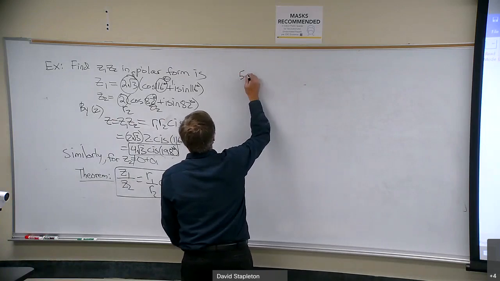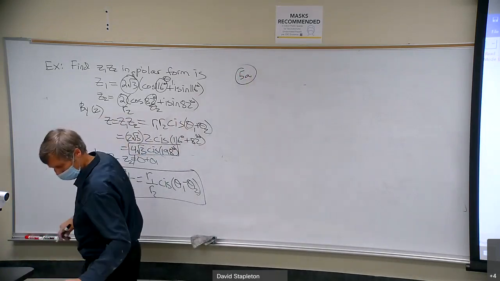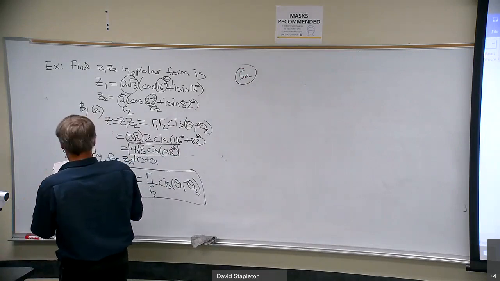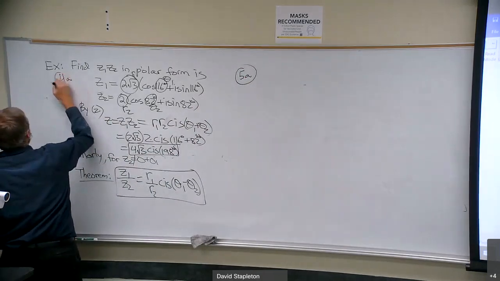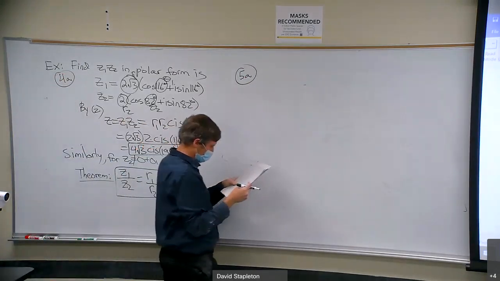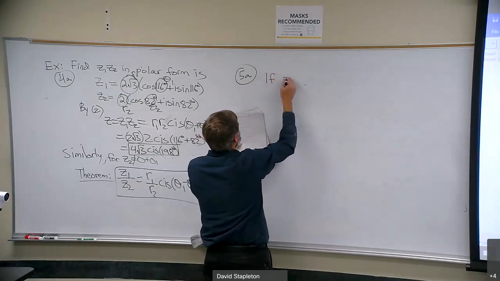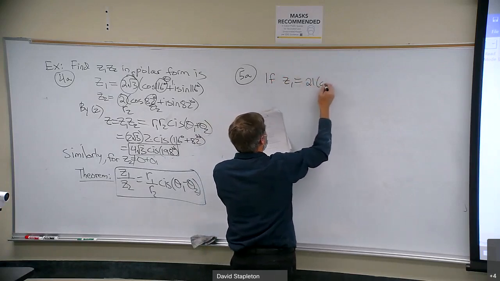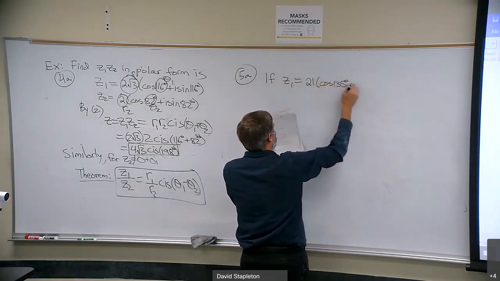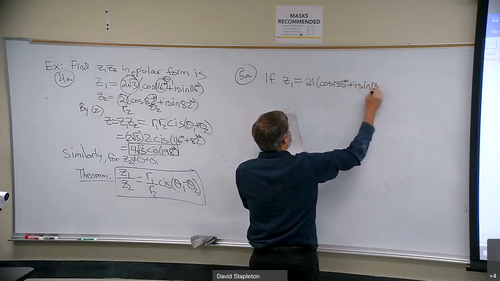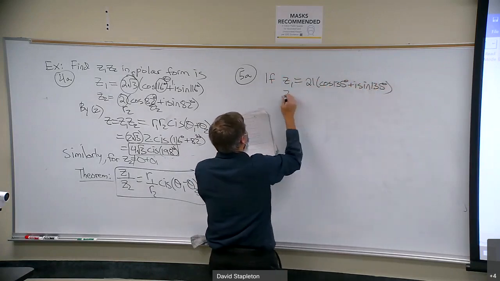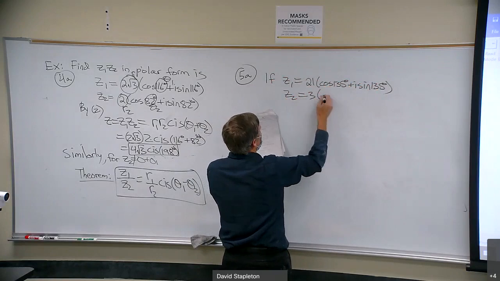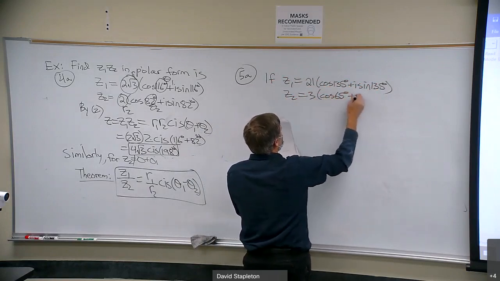Let's look at 5A off the homework. I think this is 4A here. 5A says this. Suppose Z1 in polar form can be written this way: 21 times cosine 135 plus i sine 135. And Z2 is 3 times cosine 65 degrees plus i sine 65 degrees.